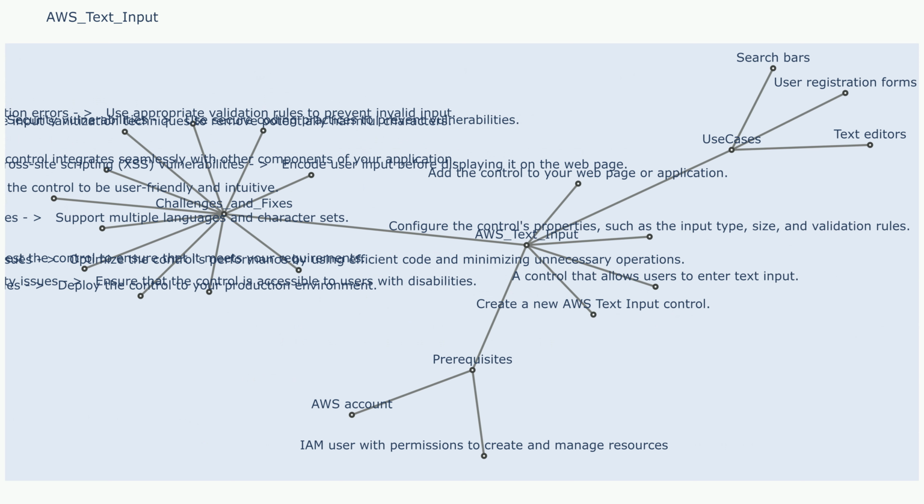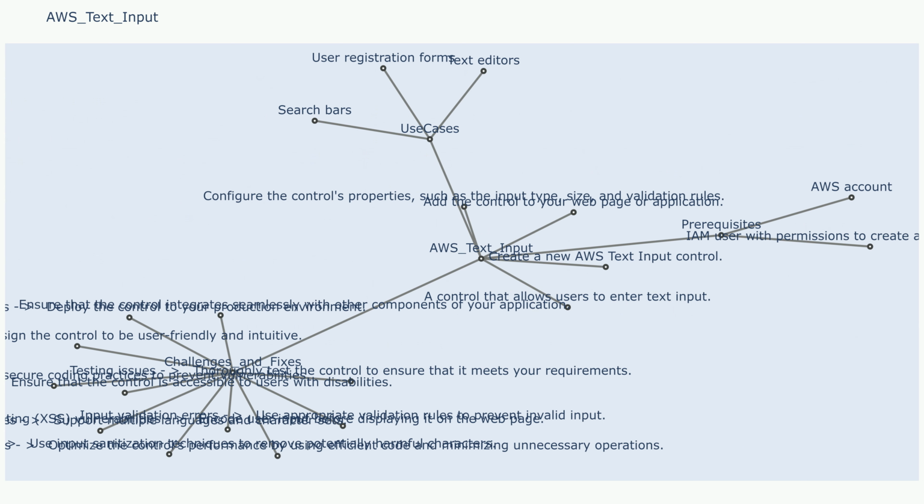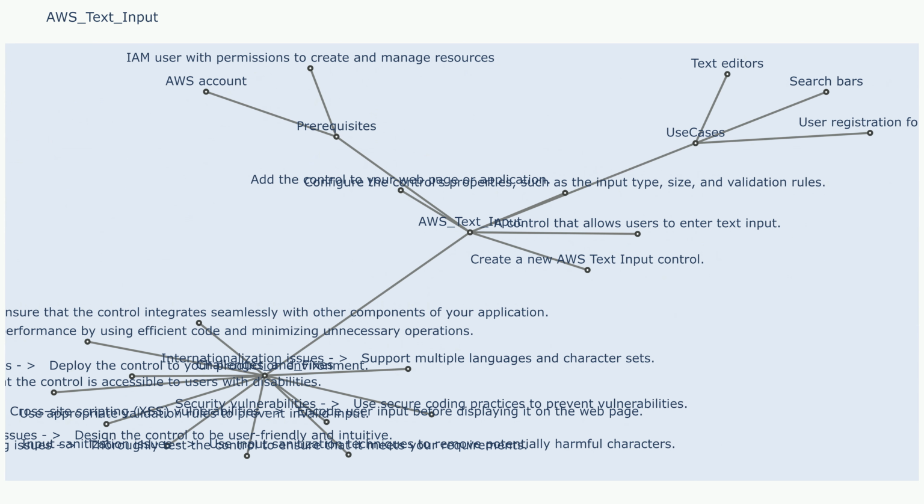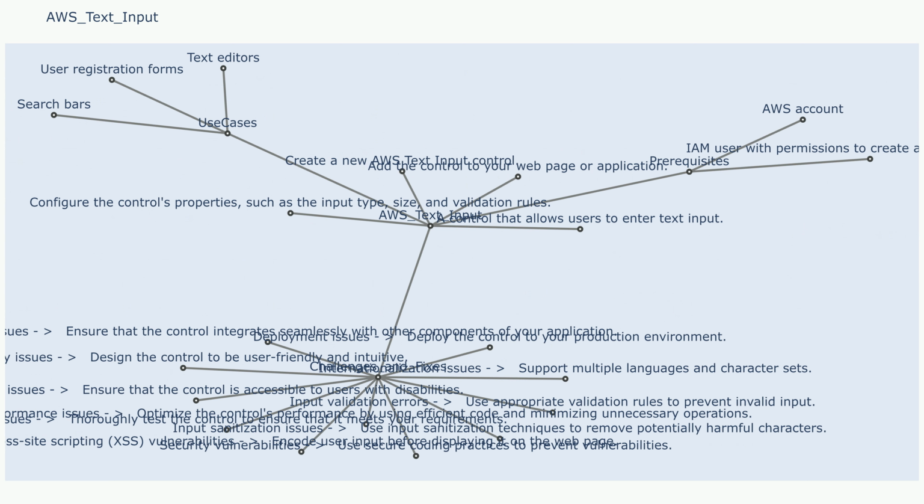Configure the control's properties, such as the input type, size, and validation rules. Add the control to your web page or application. Challenges and fixes: input validation errors. Use appropriate validation rules to prevent invalid input.